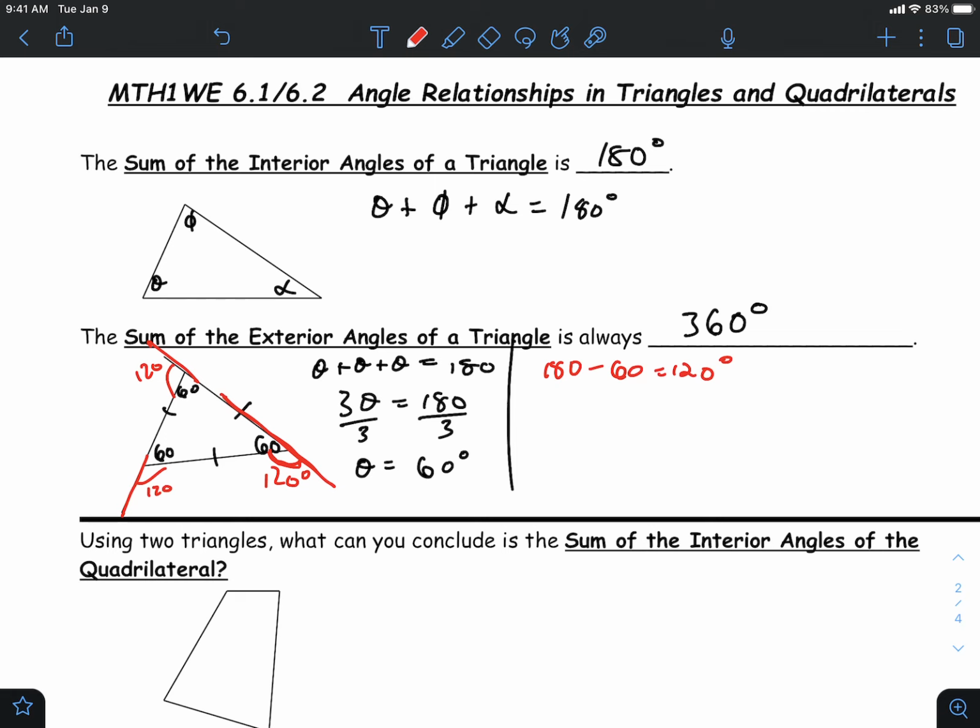And so you got to ask yourself, okay, well, what's 120? I'm counting all the degrees around the outside of this triangle. I got 120 plus 120 plus 120. What's that look like? When you add that up, what do you get?